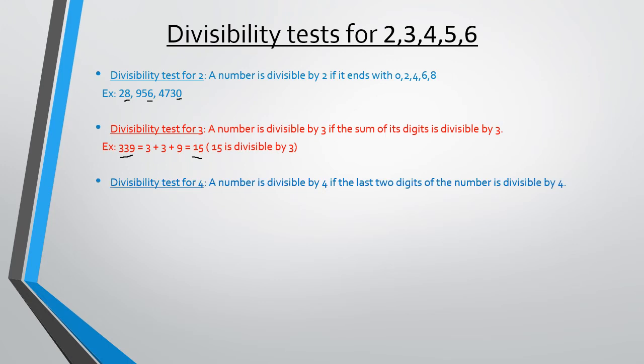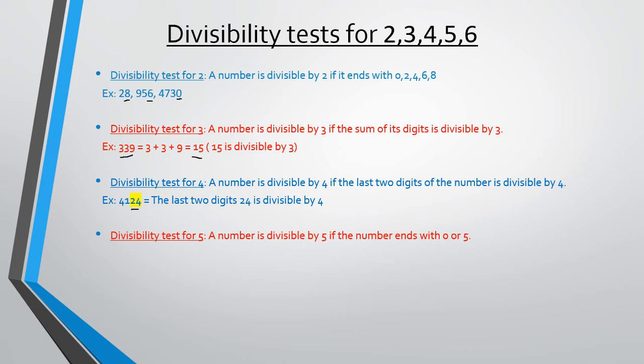Divisibility test for 4. A number is divisible by 4 if the last two digits of the number are divisible by 4. Let's see an example. I have taken the number 4124. I am going to consider the last two digits, which is 24. And we all know 24 is divisible by 4. Hence 4124 is also divisible by 4.